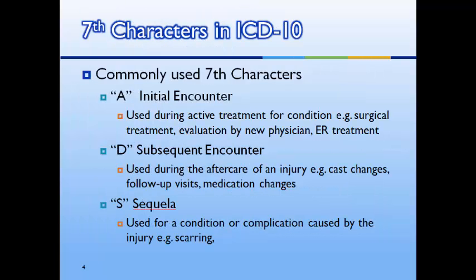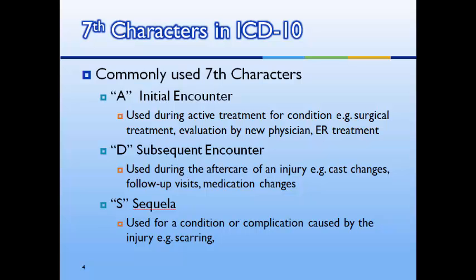A major difference in ICD-10 is the seventh character. Seventh characters are used with the injury code to indicate the phase of treatment and are required for most categories in this chapter. A is used for the initial encounter, which would include the ER visit, an orthopedic visit or another doctor visits, and the surgery. So anytime a new physician is evaluating that situation or the condition, then the A is used.